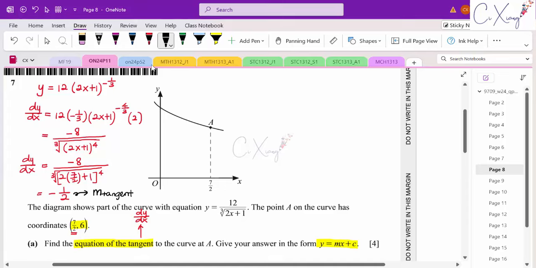Okay, and now when you want to form any equation of a straight line, like if you need to form the equation of the tangent, you need two important things. You need the gradient of the line, which we already have, and you need also the passing point of the line, which we also have, which is the point A. So by using these two pieces of information, we can find the equation of the tangent now.